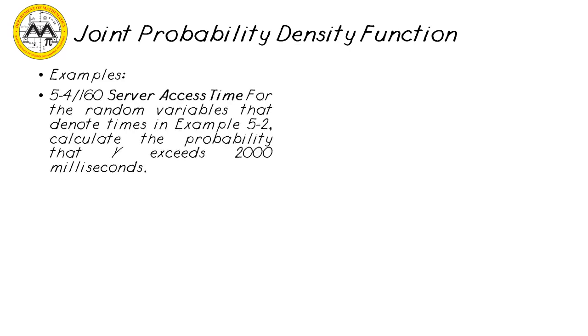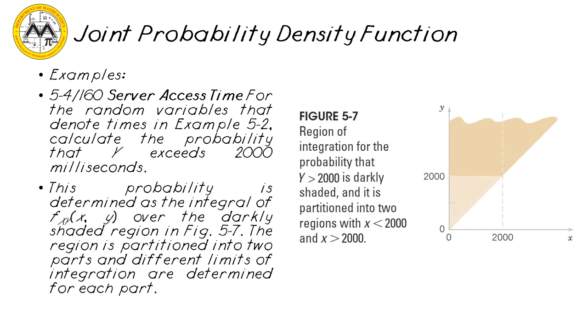Another example, server access time. For the random variable that denotes the time, calculate the probability that y exceeds 2000 milliseconds. When you say exceeds 2000 milliseconds, that would be greater than 2000 milliseconds. So if this is the random variable y, greater than 2000 would be this region.